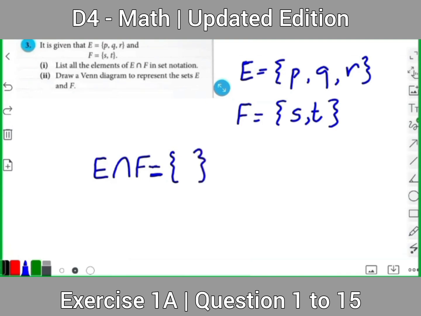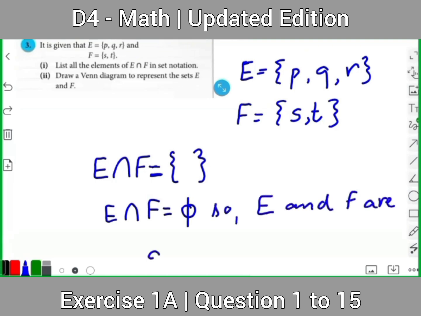So from this we can interpret one thing: as E intersection F is the empty set, E and F are disjoint sets.